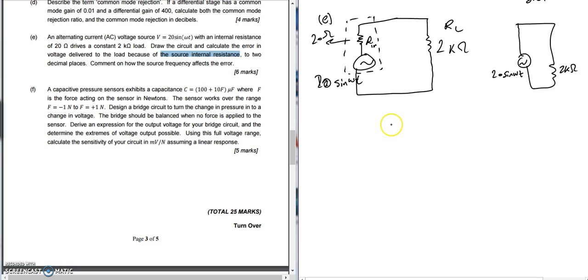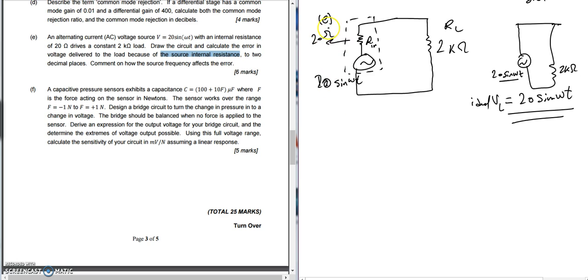So what is V in that case? The voltage in that case, V load, is going to be equal to Vn, which is the same one, so it's 20 sine omega t volts. Okay, so that's the ideal.